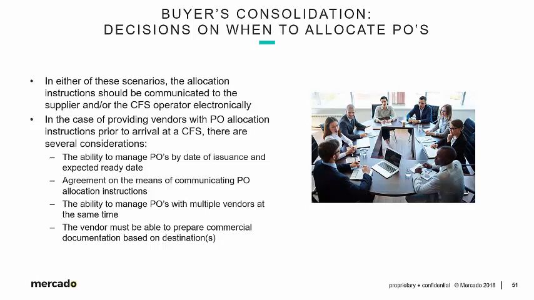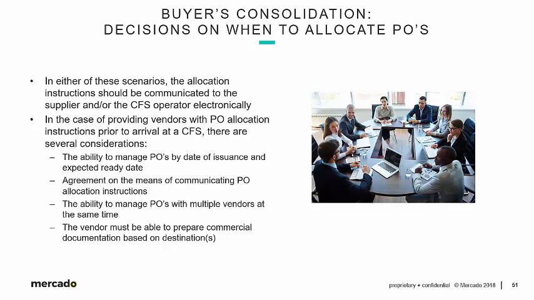Second bullet. In the case of providing vendors with PO allocation instructions prior to arrival at a CFS, there are several considerations. And we as the importer need to be not only thinking about these things, but tactically preparing to execute upon them. What we're saying here is that we as the importer are going to tell the vendor overseas that purchase order that has 50,000 units on it, here's how you split them between the DC in California, Texas, and Pennsylvania. To do that, we need the ability to manage POs by date of issuance and expected ready date.